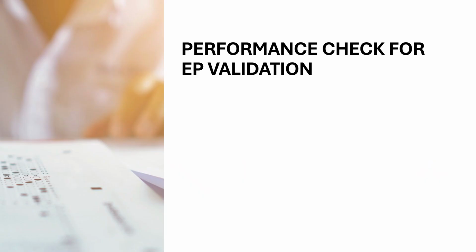So now we'll discuss the performance check for EP validation. Basically there are two validation types which can be done in the FTIR, that is EP validation and JP validation. Both validations are inbuilt into the system, right? So let's have a discussion on the EP validation.